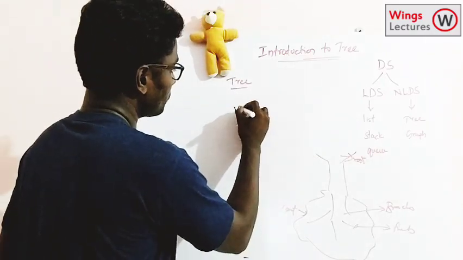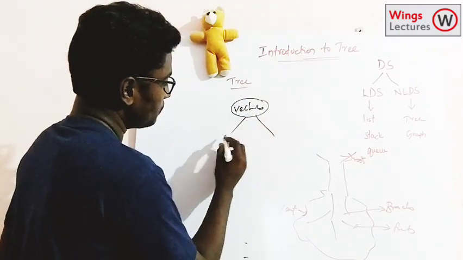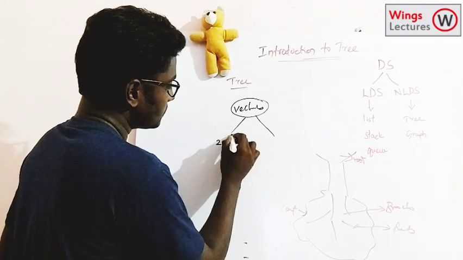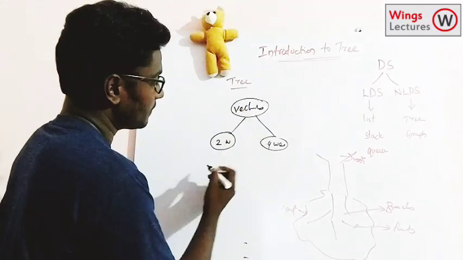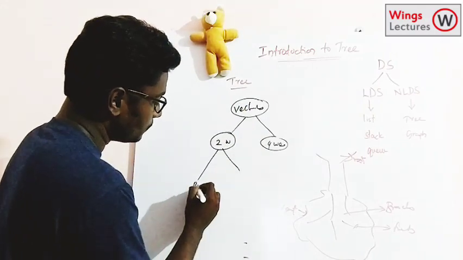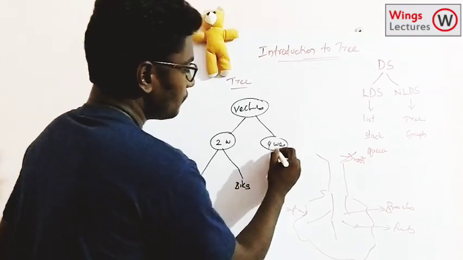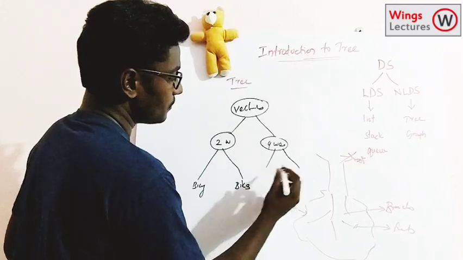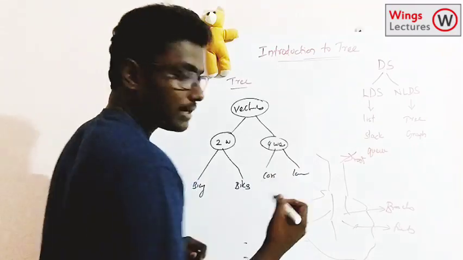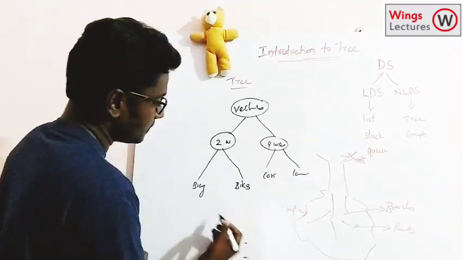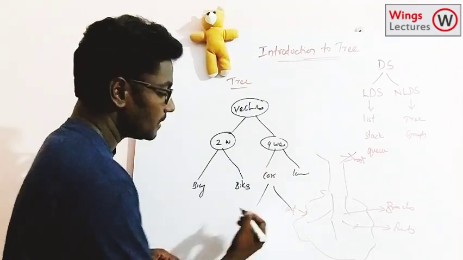See, vehicles. Under vehicles I am going to make two-wheelers and four-wheelers. Under two-wheelers we will have bicycles and bikes. Under four-wheelers we will have cars and luxury vehicles. And then under cars we will have multiple categories, multiple types of cars.